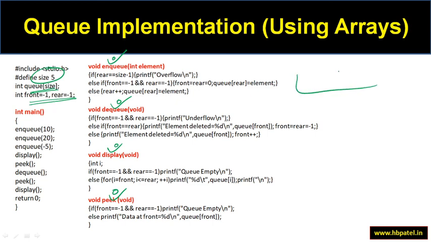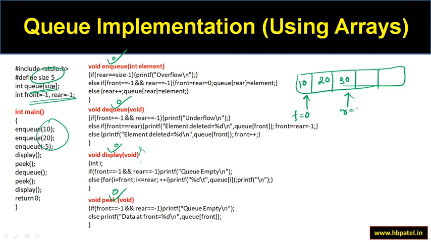Now look at this. So let us say that there are 5 different items. All right, so when I put 10, 10 would go here, and front is equal to 0. Then when I put 20 and 30, that means now rear equals 2. And then when I use display, what will happen? From front to rear, that means 10, 20, 30 would be displayed. Then if I use peek, peek gives you the front location, that means 10. So this 10 would be printed.